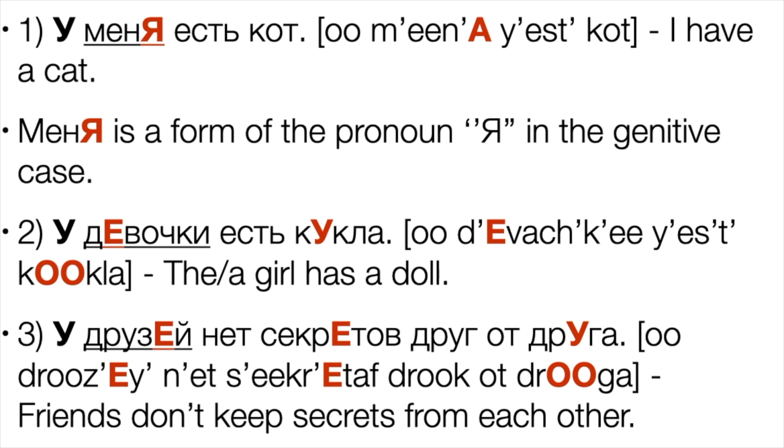Meaning number 4. The genitive case is also used when we talk about an owner using the preposition у. For example, number 1. У меня есть кот. I have a cat. У is a preposition. The pronoun меня is in the genitive case. It's a form of the pronoun я. Number 2. У девочки есть кукла. A girl has a doll. Девочки is in the genitive case. Number 3. У друзей нет секретов друг от друга. Friends don't keep secrets from each other. Друзей is in the genitive case.